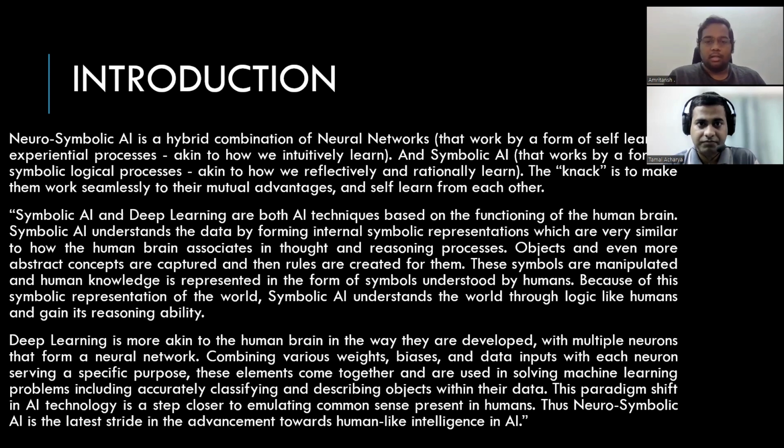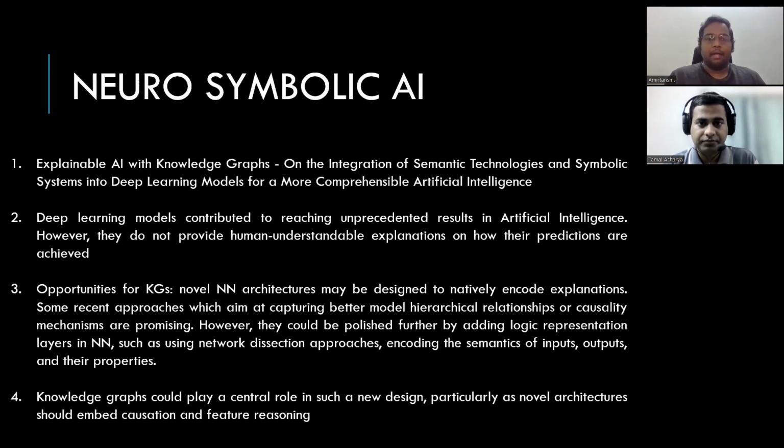As you already know, we have been thinking and tinkering about how we can introduce more causality. We had a small discussion, and I think neurosymbolic AI can answer some of those questions. One of the good ideas is that this is fundamentally explainable AI, much more with knowledge graphs. Once you integrate semantic technologies and symbolic systems into deep learning models, it gives you far more comprehensible artificial intelligence, which you could explain.